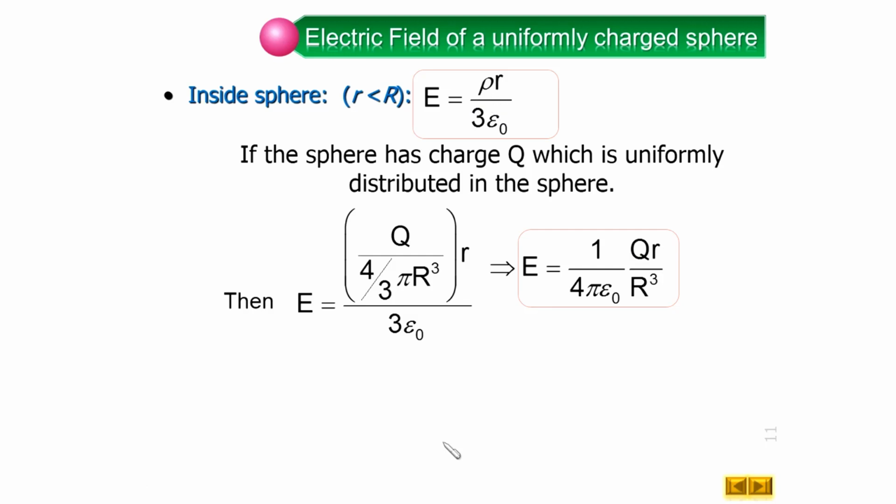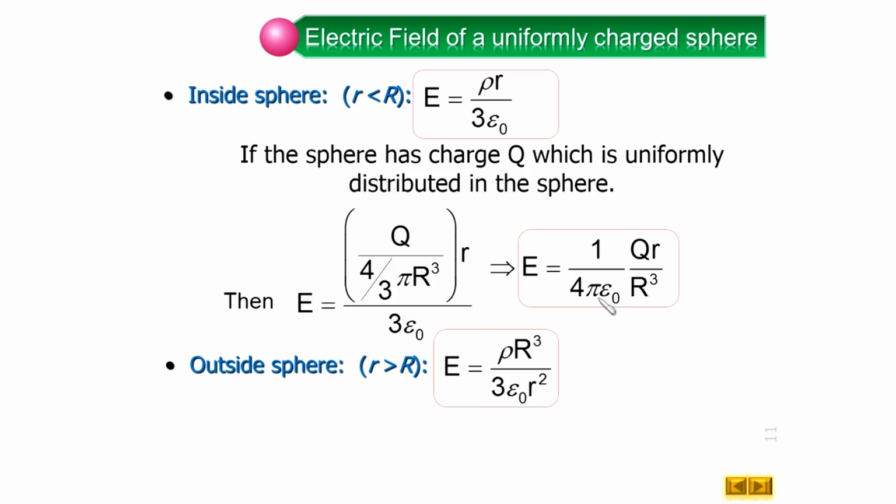Now for any point outside the sphere, we have calculated in the first part of the derivation, that is small r is greater than capital R, and this value was equal to rho capital R cube divided by 3 epsilon naught r square. And in terms of capital Q, this value was equal to 1 upon 4 pi epsilon naught Q divided by small r square. And you can observe this formula is the same as a point charge placed at the center of the spherical charge distribution. So we got the value of the electric field inside as well as outside.